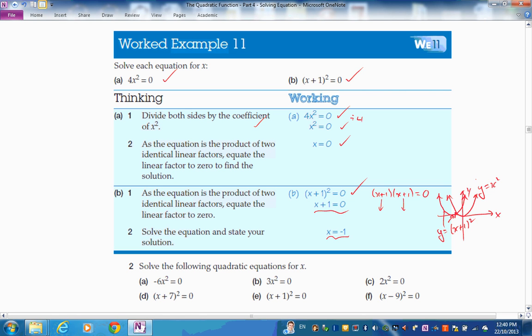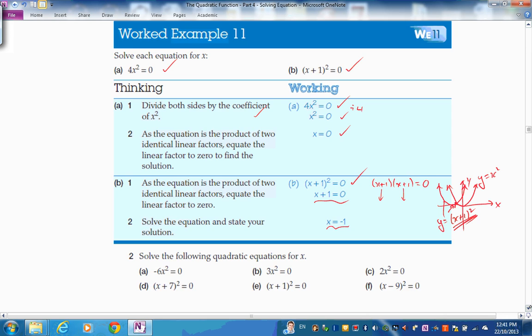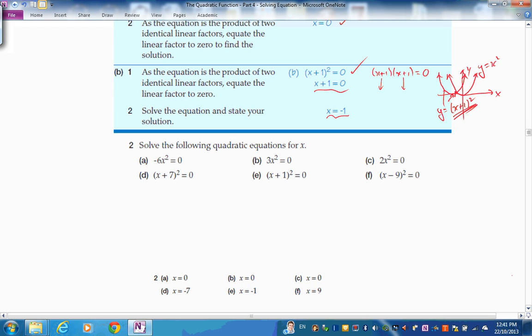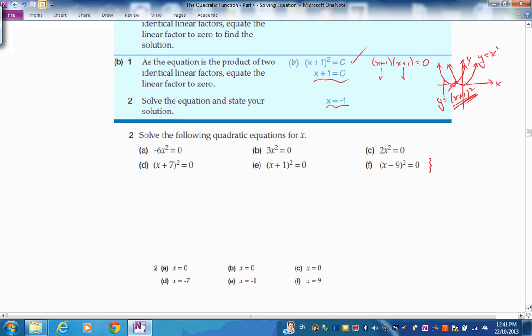So you'll get the hang of this. When you have this perfect square form here, it's going to be sitting right on the axis. It's going to be touching the x-axis, not cutting it. So have a look at these. Check the answers down below, and for these last three, I would like you to draw the graph. Do it algebraically by multiplying the factors together, null factor law and all that stuff, and then check it with a graph. There's some interesting ones coming up.